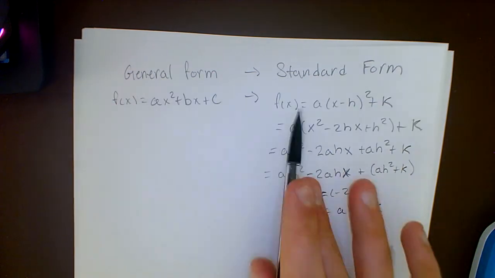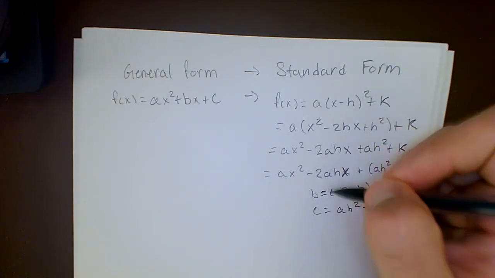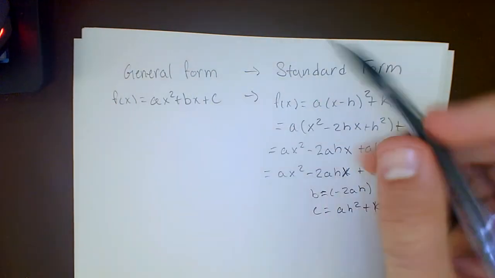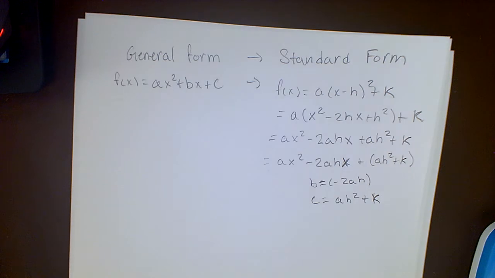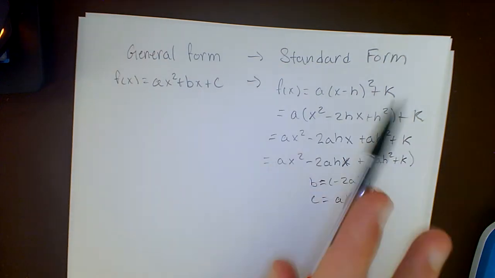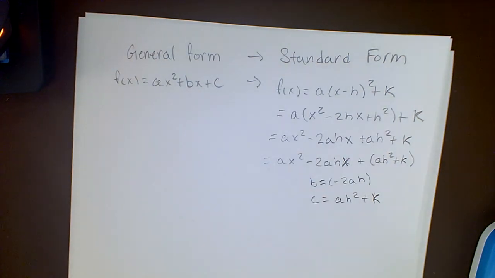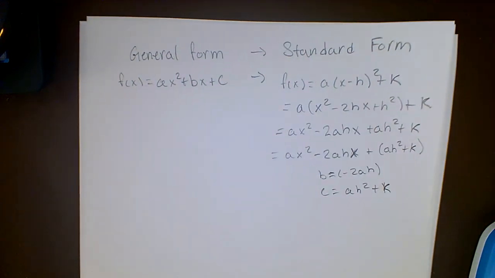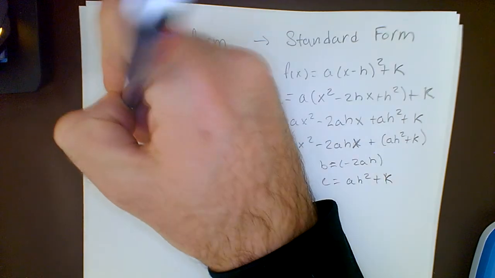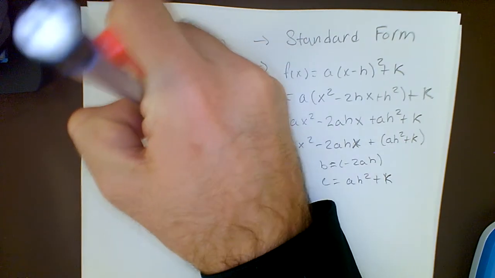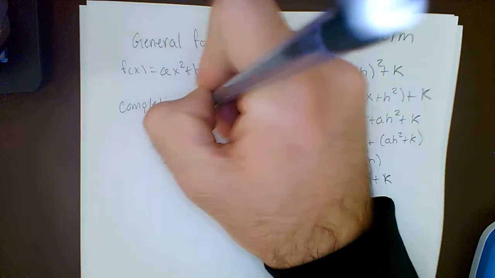Okay, but this is going from standard form to general form. We want to now go from general form to standard form, and it uses a trick that we've already learned. So we're going to use the trick completing the square.